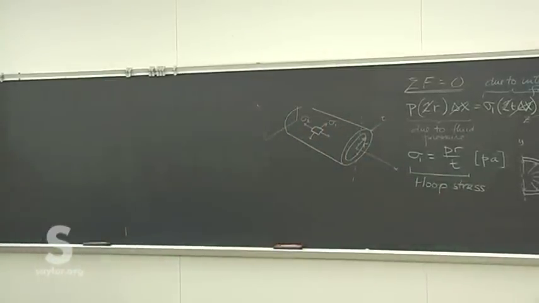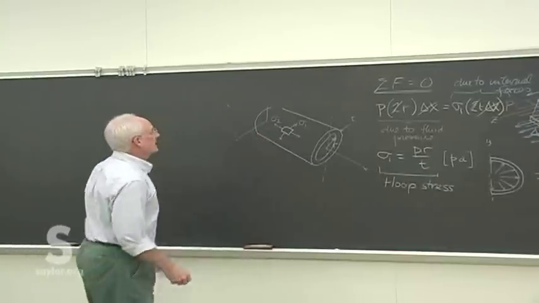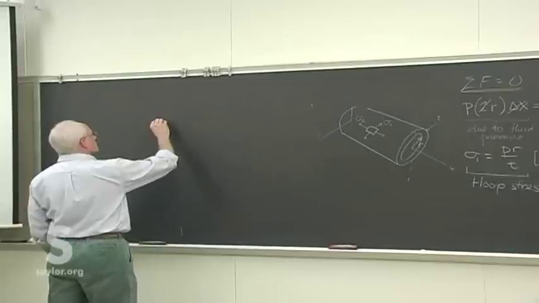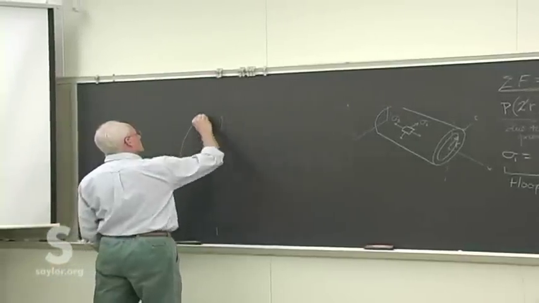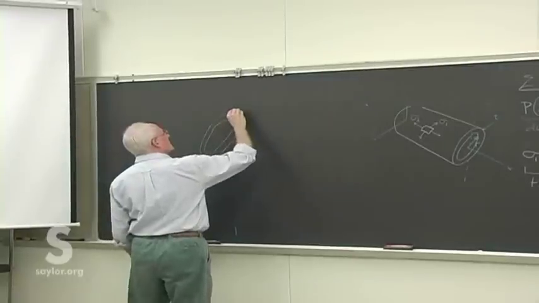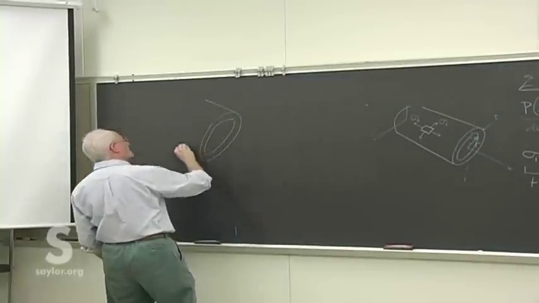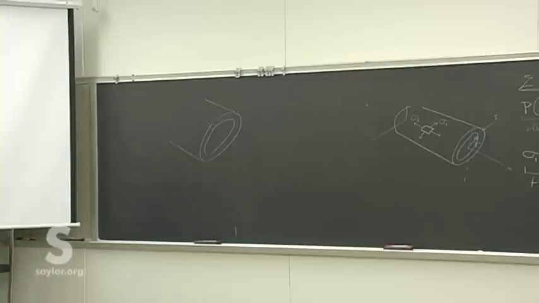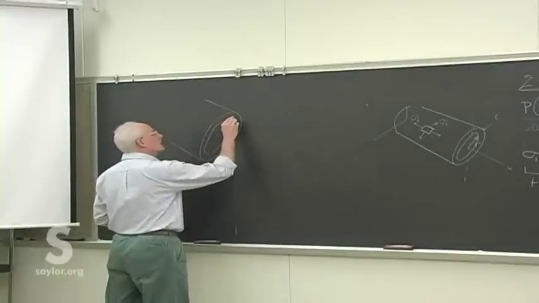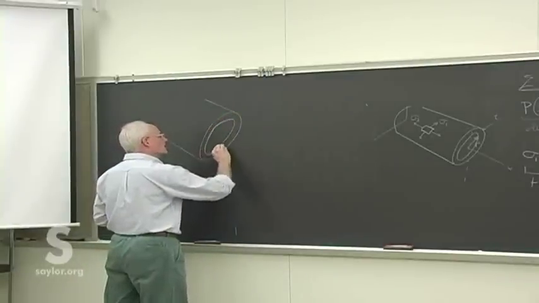All right, to find the longitudinal stress, we need to make the cut in the other direction. So it's very much like the picture we've got there, so I'll just redraw it here so it's a little bit bigger. I'll exaggerate the wall thickness so that we can see all the parts of it. And now we've got the same type of thing on this projected area here.